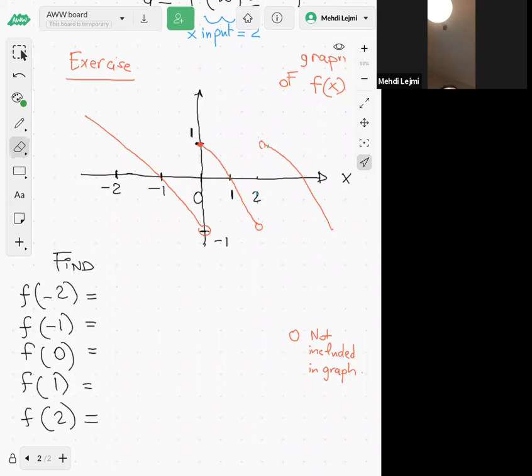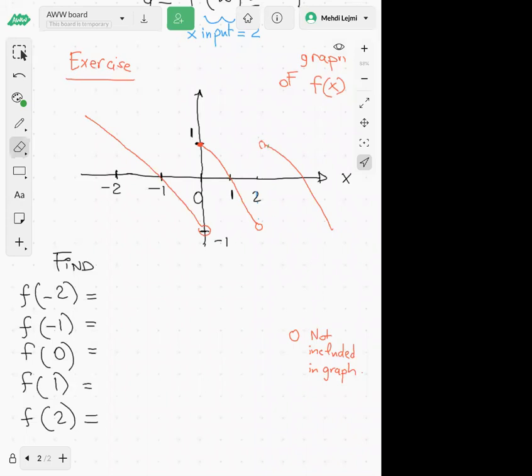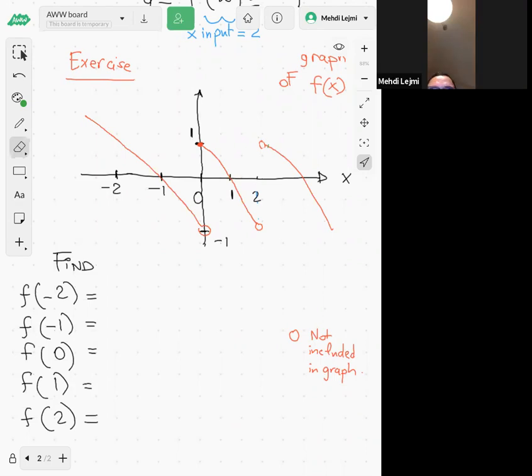All right. So probably 7 minutes would be just enough time to go over this exercise, unless someone needs 1 more minute. Probably not. Okay, so let's do this. For f of -2, guys.